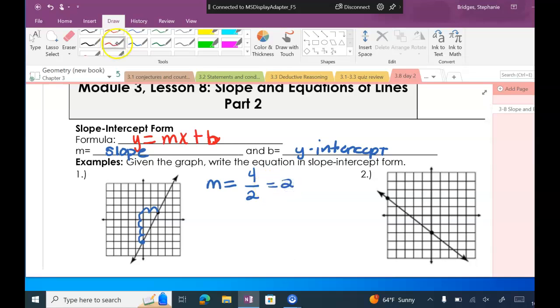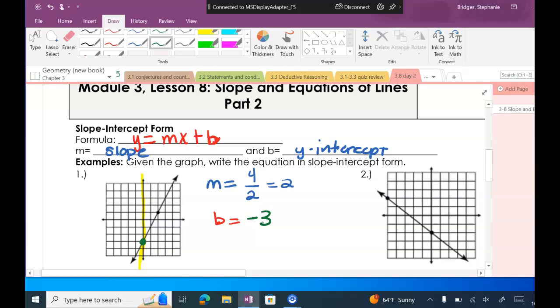Then we need our y-intercept. We need to know where it crosses the y-axis. So if you'll remember, we discussed this yesterday. Which one is the y, the horizontal or the vertical? The vertical. So I'm looking at this axis here. What number does it cross that y-axis? Negative 3. Does everybody know how to get negative 3? The origin is 0, 0. It's down 3 units, which makes that a negative 3.